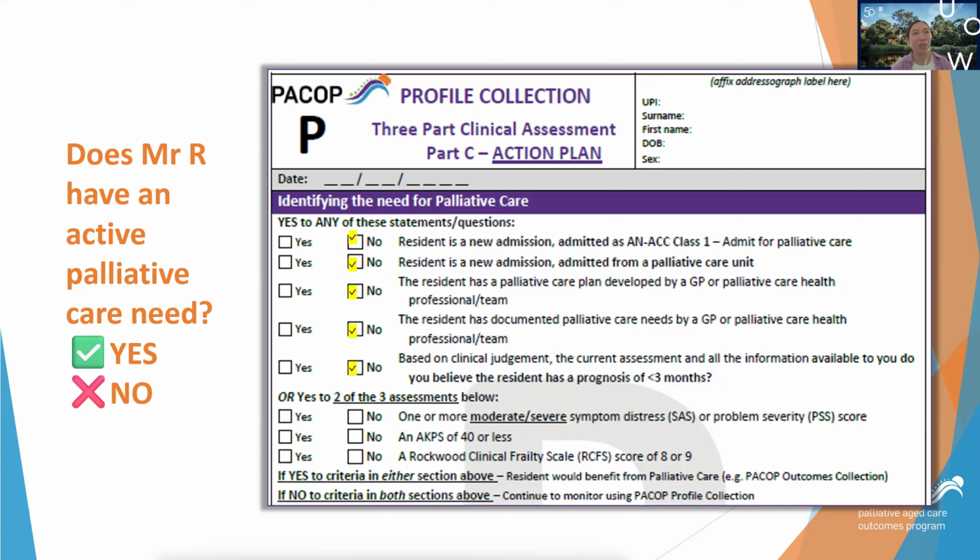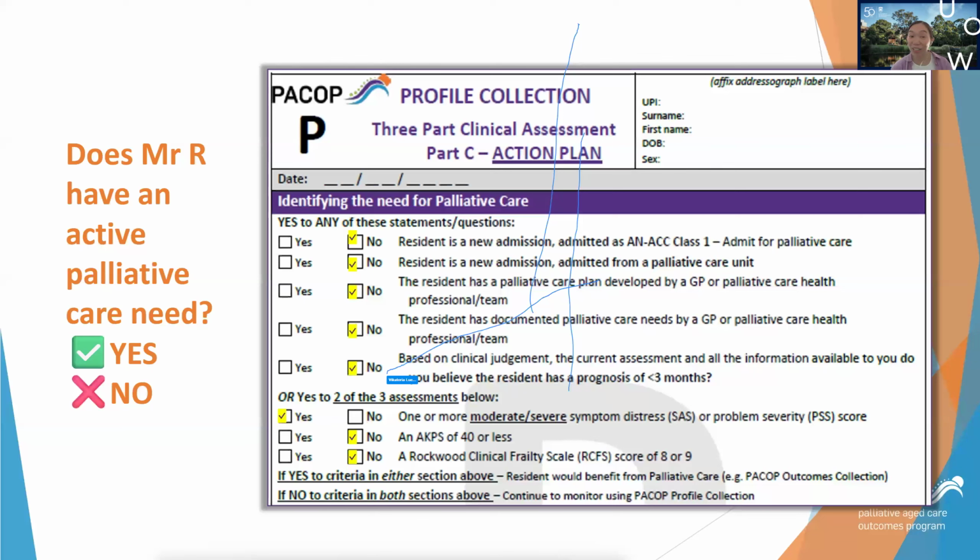When I look at the tools, we do have 1 or more moderate symptom distress, and that was fatigue and also urinary frequency. So I'll say yes to that. His AKPS for now is 50, so it's not 40 or less. And the Rockwood Clinical Frailty Scale for now is 6. So at this point, we would say, just basing on the available tools that we have, Roy does not need an active palliative care. So I'll keep him in profile.